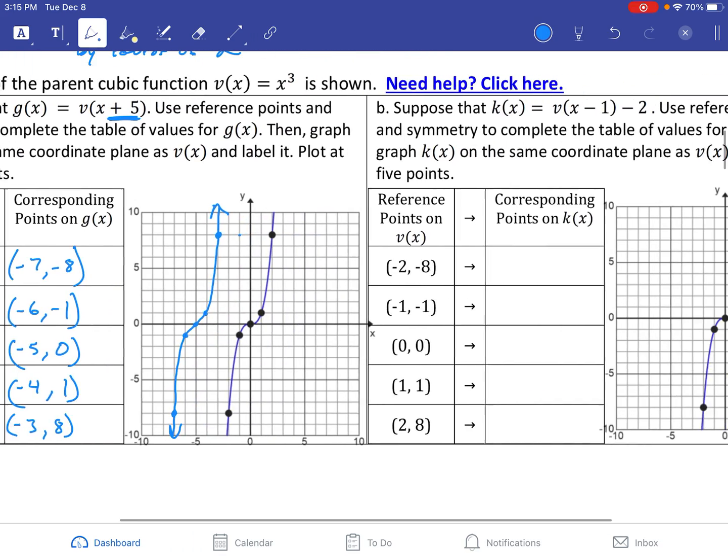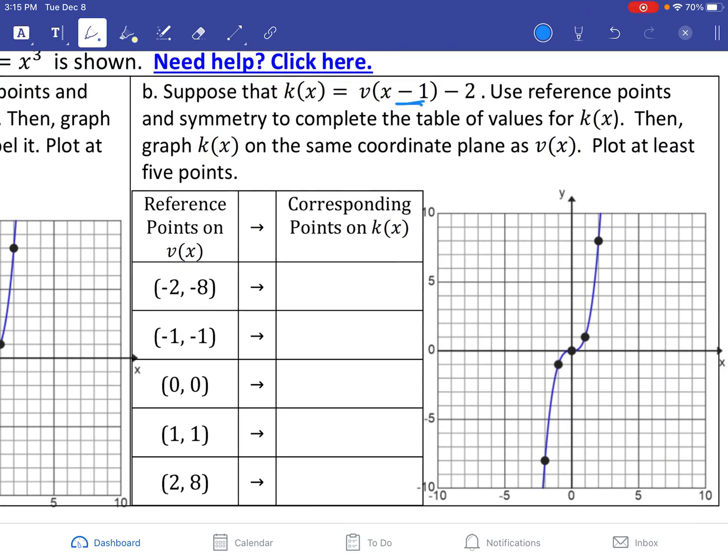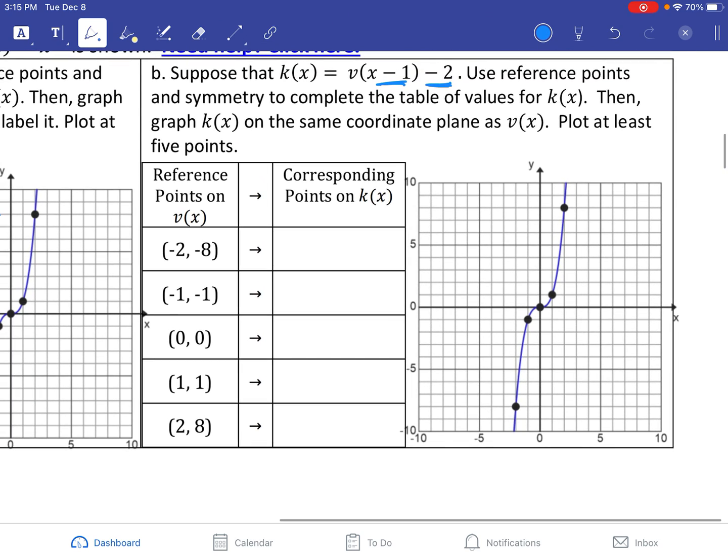Okay. See another example? Now in this case, there's two changes. There's the one on the inside and then the one on the outside. So the one on the inside, we're going to the right by 1. So all the x values are going to be adding 1. And we're going to go down by 2 for the subtracting 2 on there. We're going to go down by 2, so all the y values of your points will be subtracted by 2. So we're going to add 1 on the x and subtract 2 on the y.